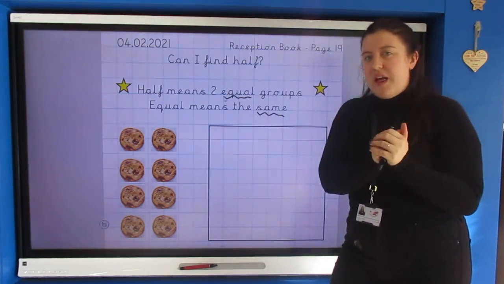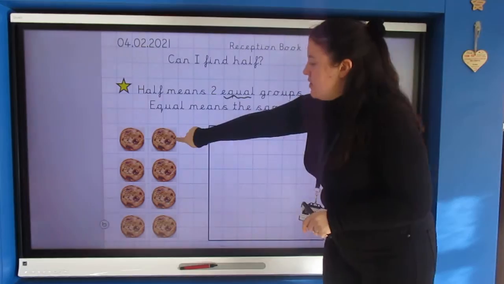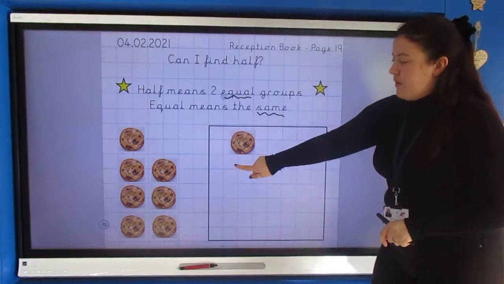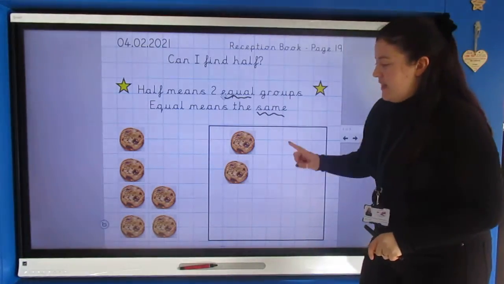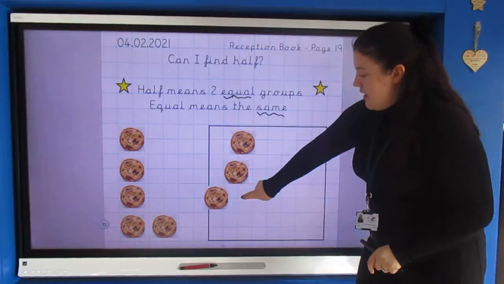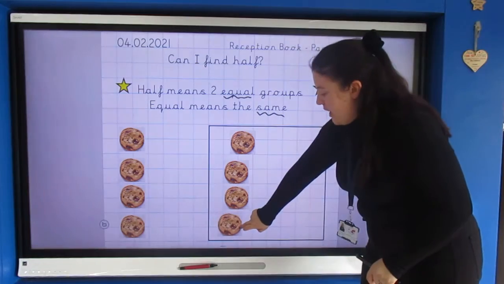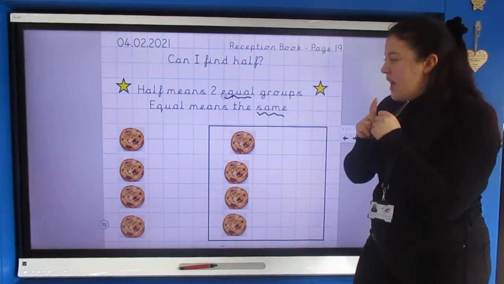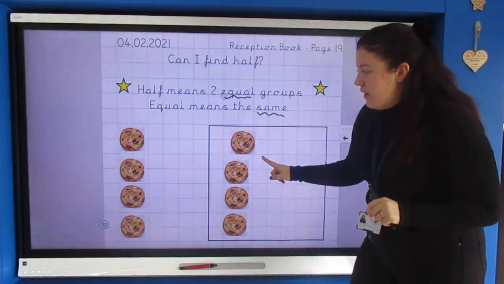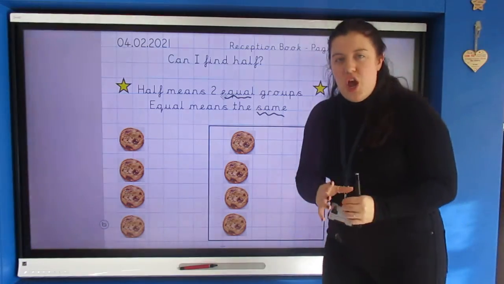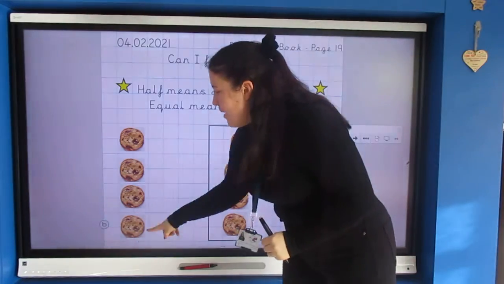Okay, let's do it together to make sure you've done it correctly. So we had 8 cookies. Going to share them. Going to keep on going until they look equal. So I need the same number of biscuits in the biscuit tin as out of the tin. Let's have a look. And we can use our eyes to help us, because I know already that that is the same. And I haven't counted them yet to check. I know because I'm looking at it carefully. I can see that it looks the same amount.